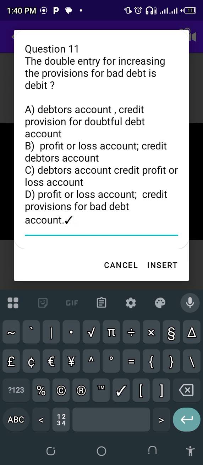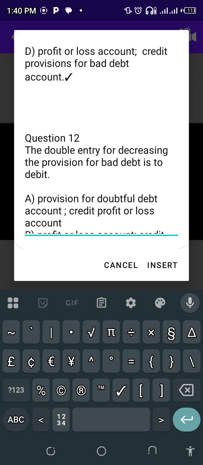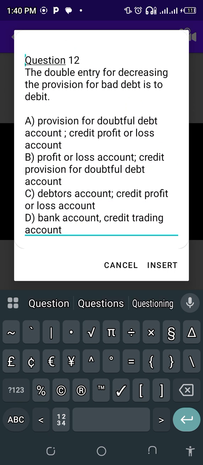Now question 12. The double entry for decreasing the provision for bad debt is to debit. Now when the provision for bad debt is reduced, it becomes a revenue item. That is why we add this revenue to the credit side of the profit or loss account. So when provisions of doubtful debt are reduced, it becomes a revenue item.